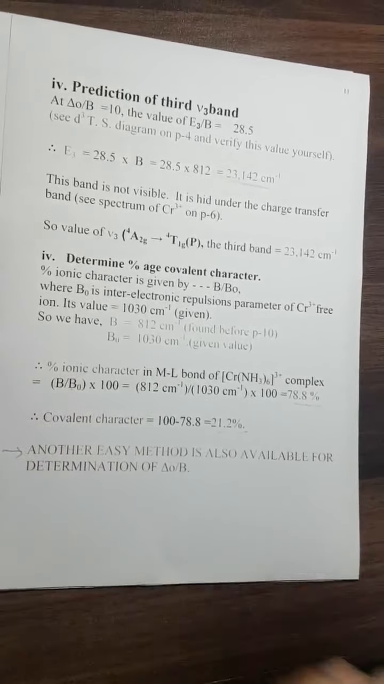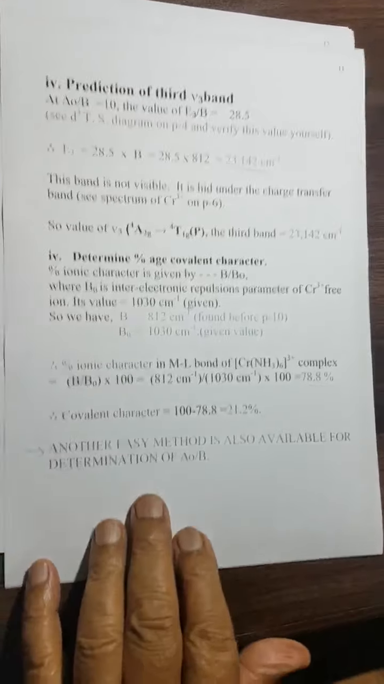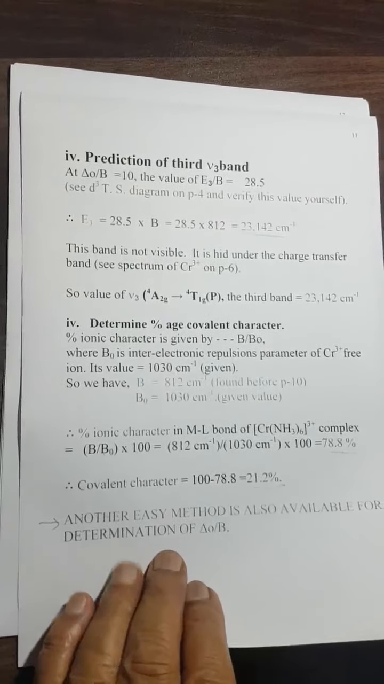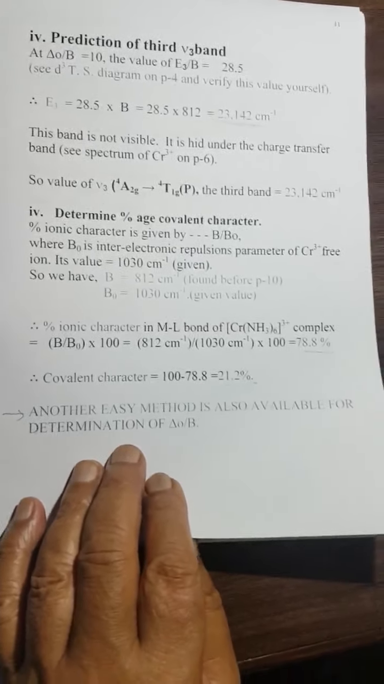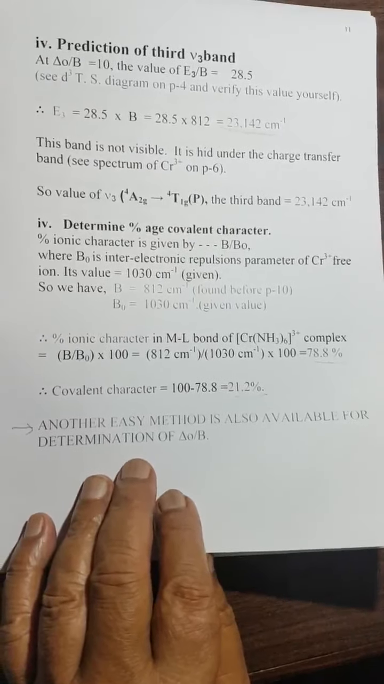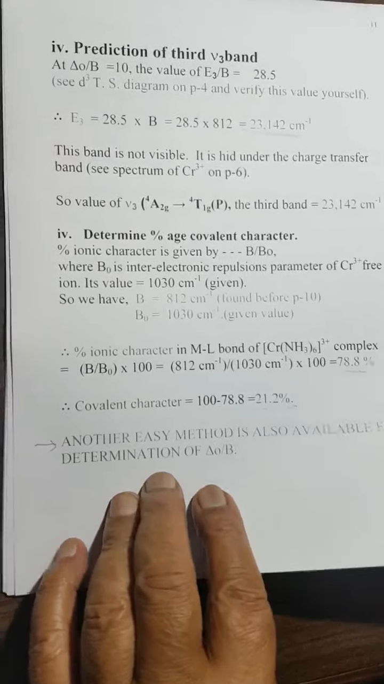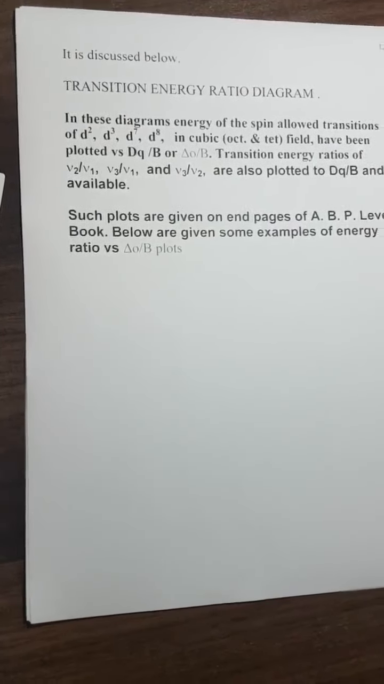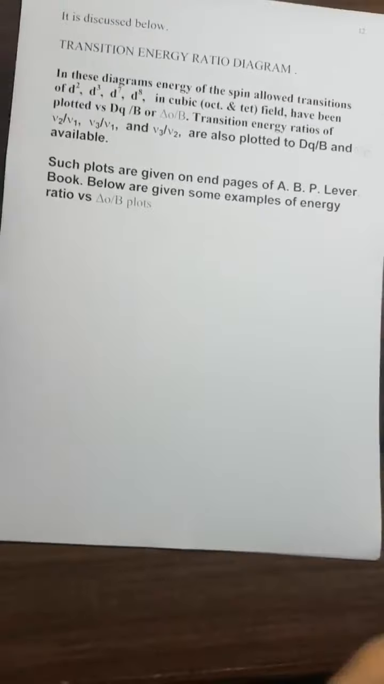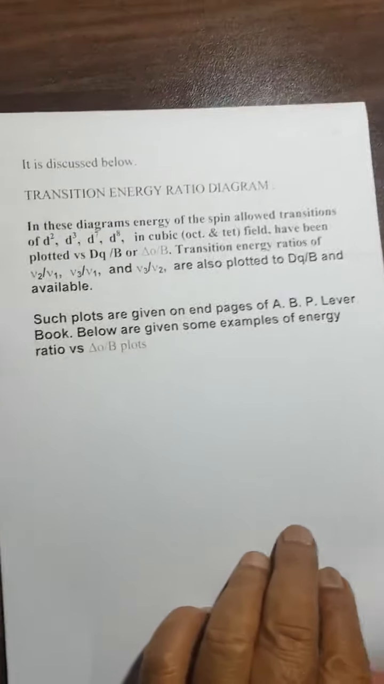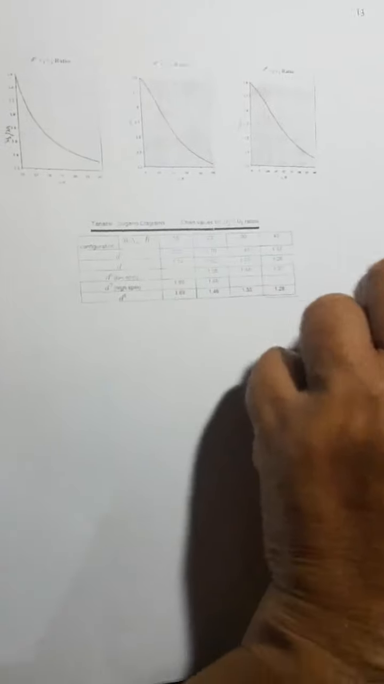Now this has been a rather hit and trial method for determination of all these things. There is another easy method available for determination of delta octahedral over B. It is easy, you will understand it very easily. So let me discuss that. Usually we have transition energy ratio diagrams. Transition energy ratio means E2 over E1.